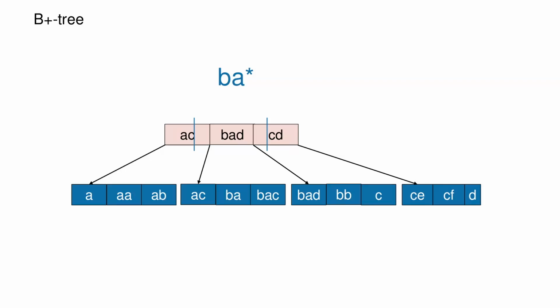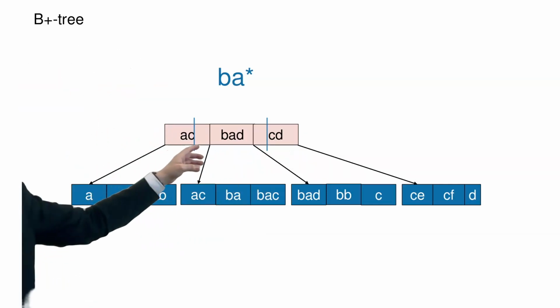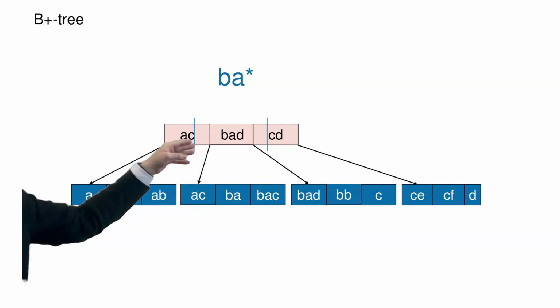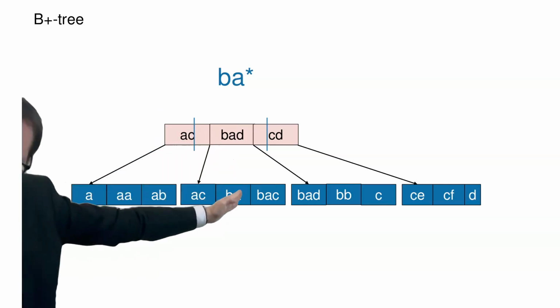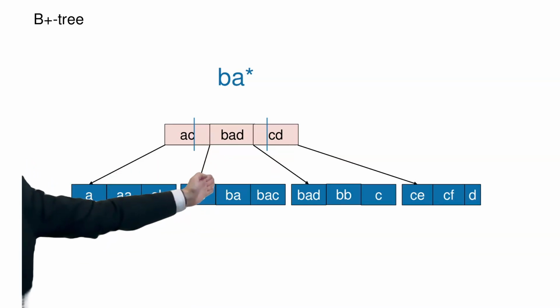So I start from the top, and now I see, okay, the second and third children, I will use them completely, right? But then BA lands somewhere in the middle of the second, right? Because it's between AC and BAD. And so that means, and you can visualize it here, this is my frontier. This is where I'm cutting.